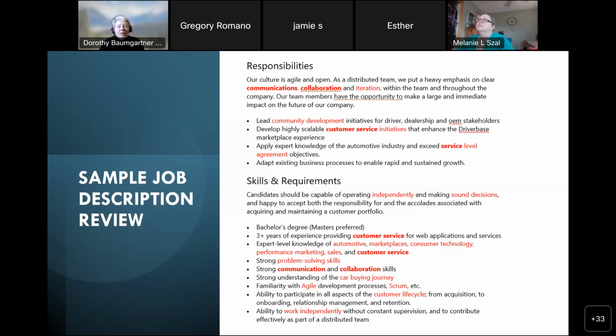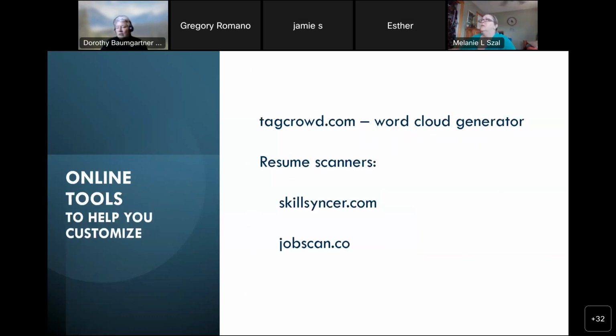Great and timely question, because I'm going to give you a couple tools here. You can just grab those URLs and look them up. SkillSyncer and JobScan are both resume customization tools. They both have other tools on there, but I recommend that you look these up and bookmark them. What you do is you upload your resume and you upload the position description, and it will do an analysis of your document and give you a score that approximates what you may get in an ATS.